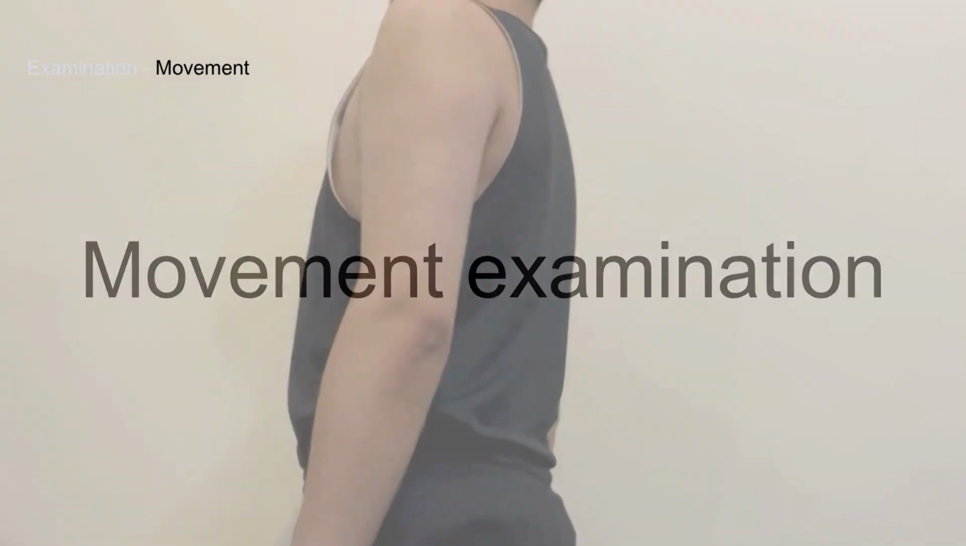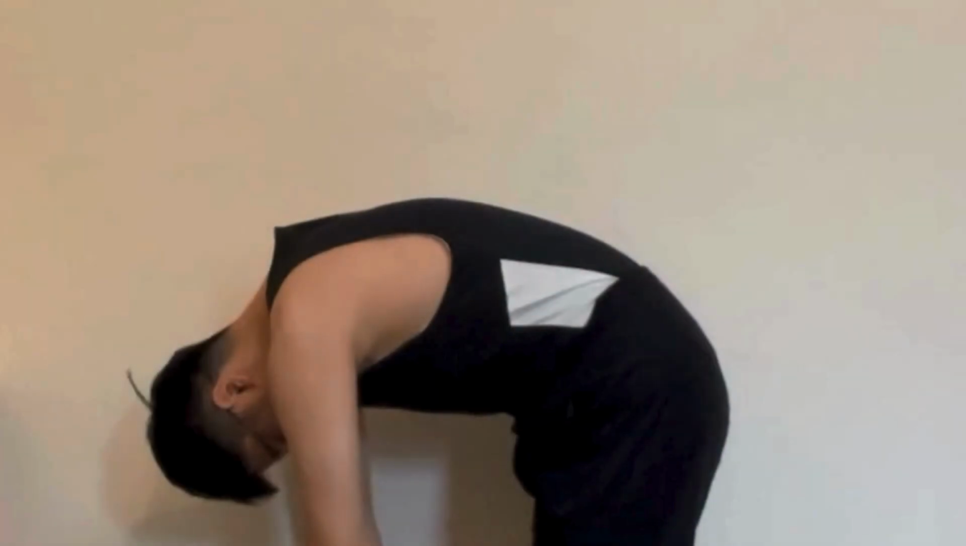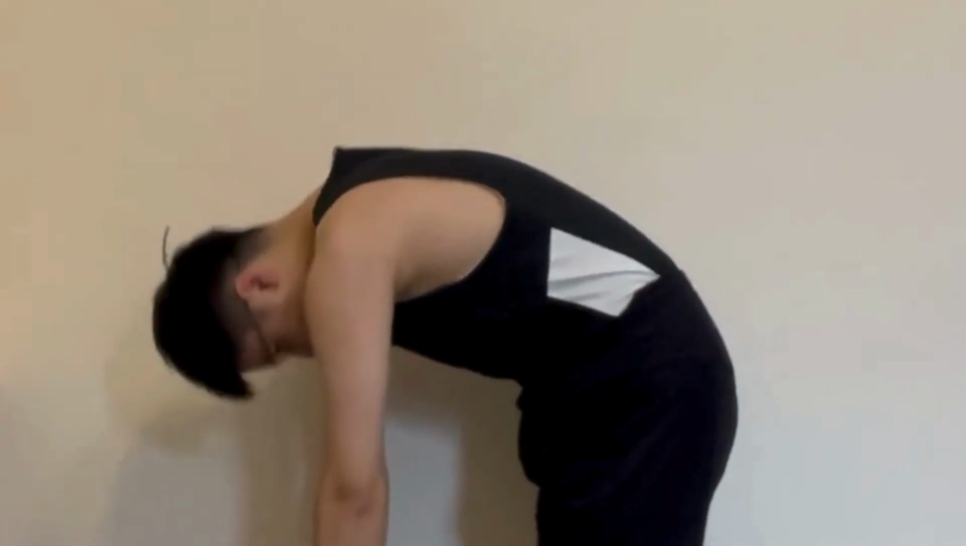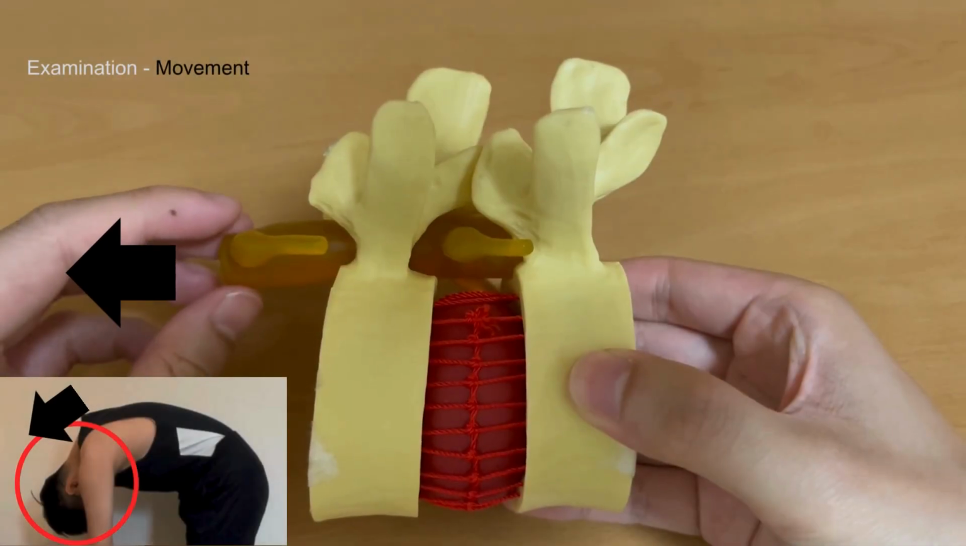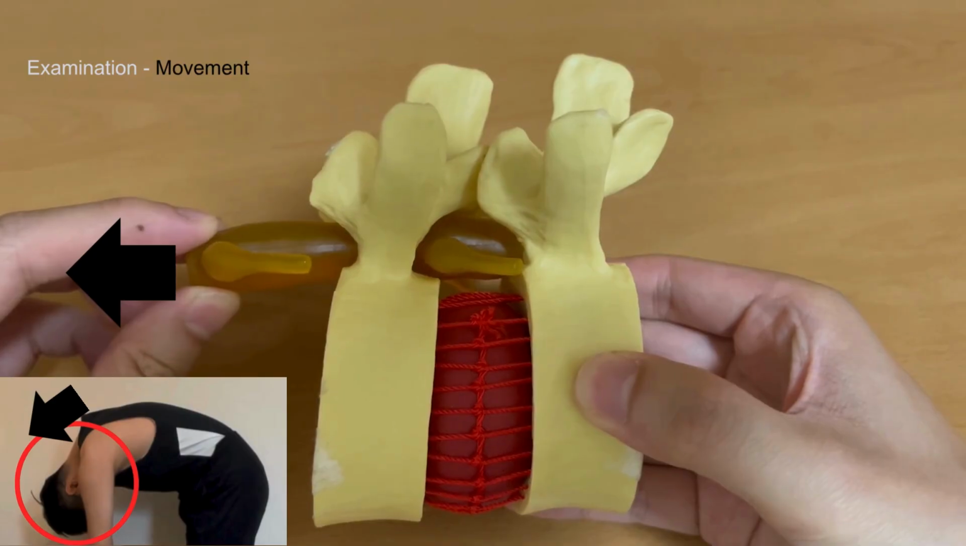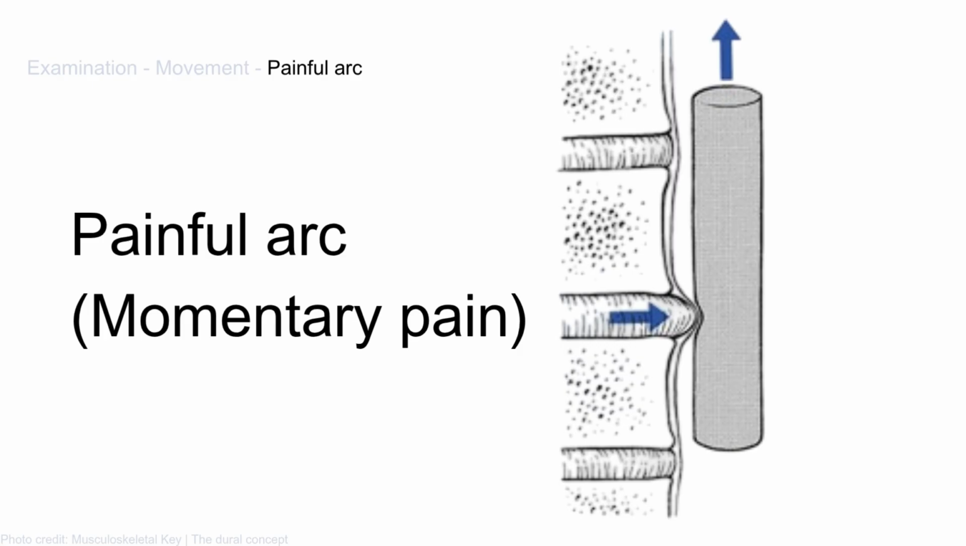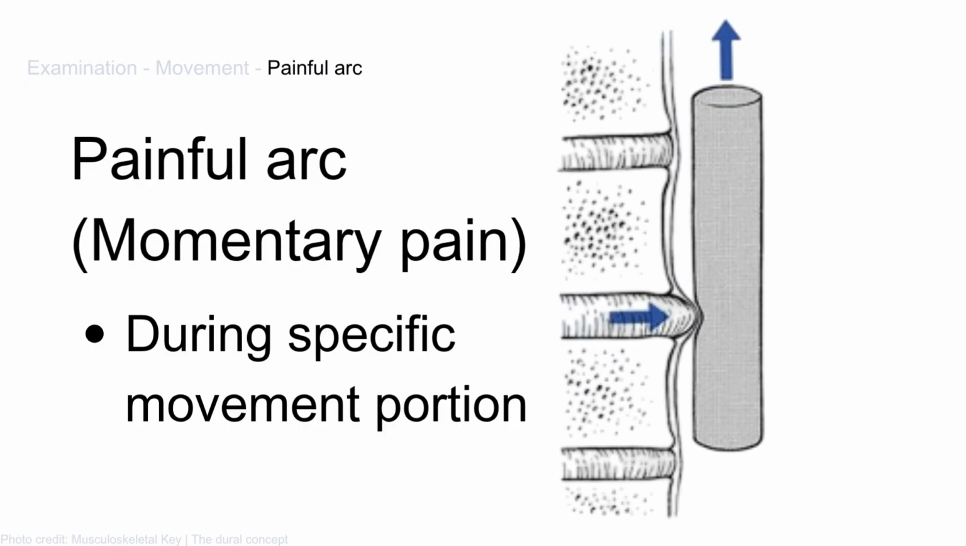To perform the movement examination, have the patient perform backward bending, side bending, and forward bending. At the end of forward bending without pain, ask the patient to add neck flexion. Pain during any part may suggest a dural irritation. Neck flexion stretches the dural tube, and if it reproduces back or leg pain, it may indicate a positive dural sign. A painful arc refers to pain that occurs only during a specific portion of a movement.